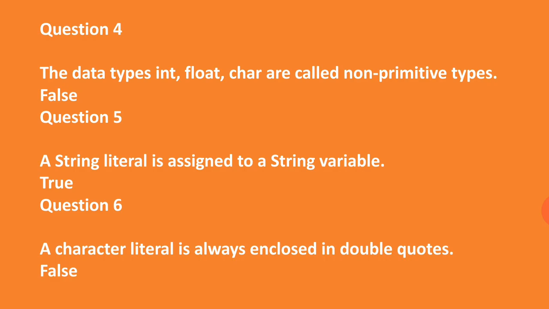So that is true. Now question number 6: a character literal is always enclosed in double quotes. That is false, because it is a character literal, a single character, in single quotes. So it will not be in double quotes, it is in single quotes. Always remember that, right? If I want to store A, B, C, 1, 2, 3, all these I call characters, so they are going to be written in single quotes.